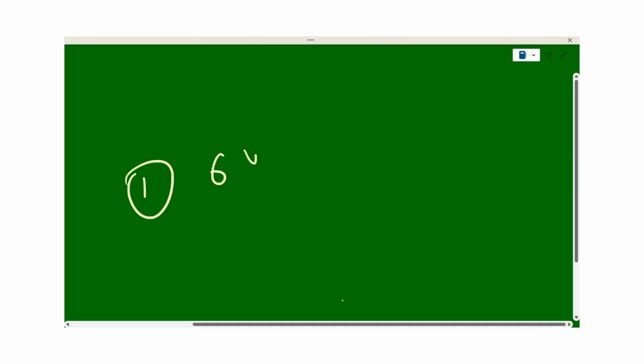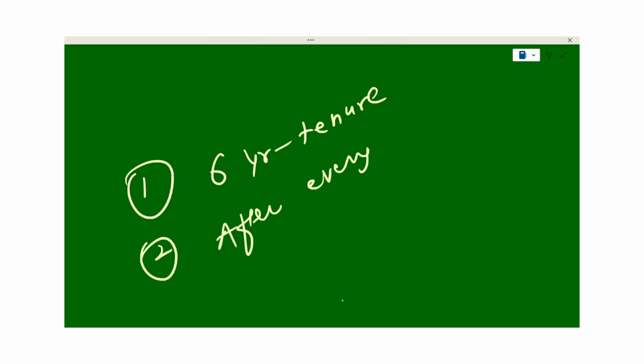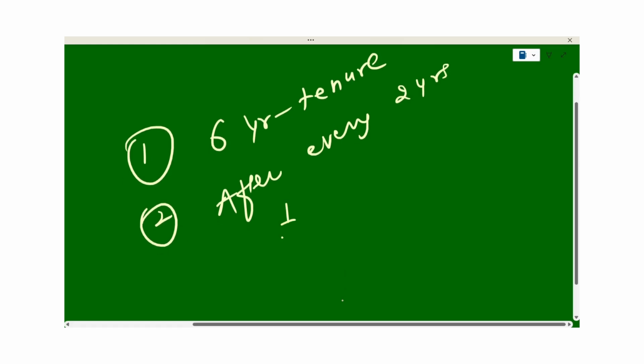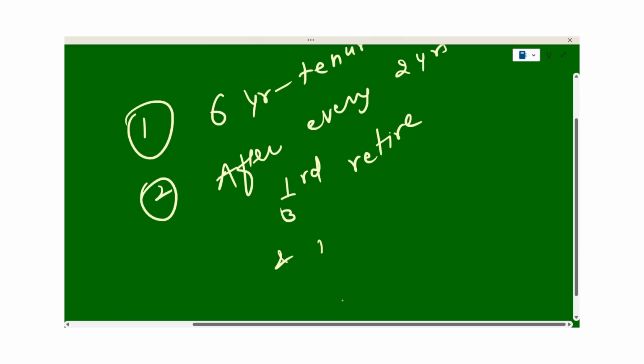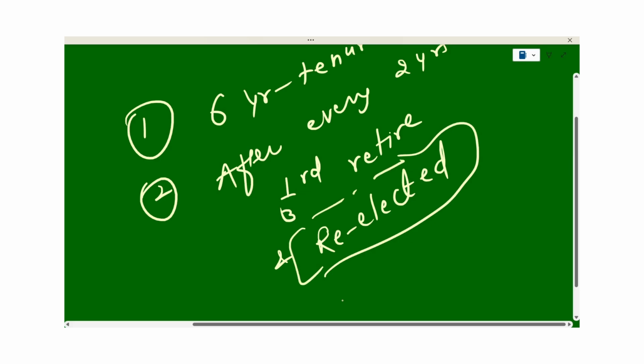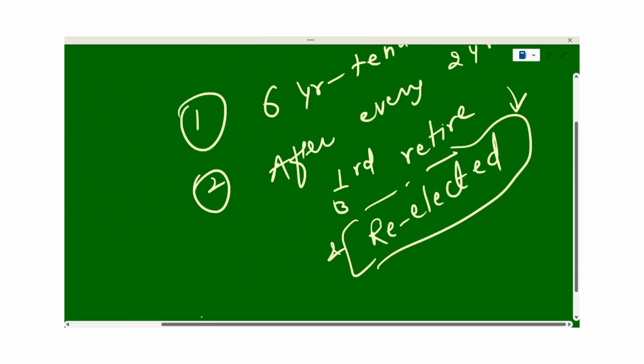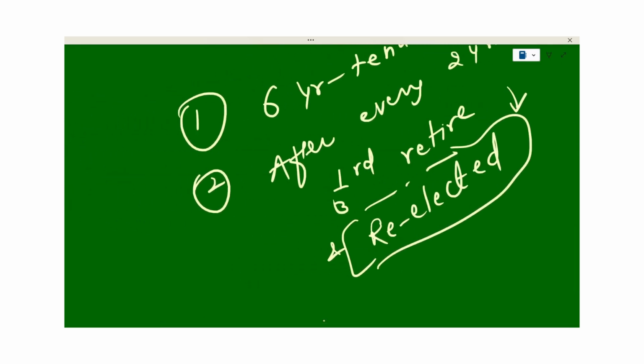So the cardinal point, first tenure जो है वो 6 year का है. Then after every 2 year, 1/3 retire and re-elected, because elections are held, और वो नहीं तो कोई और, they will definitely get a place to refill the member quota. अब ये situation क्यों है?